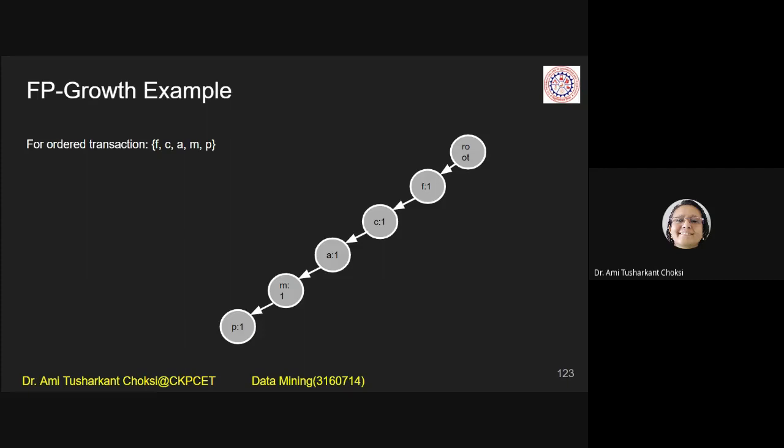Now for this, we'll have to have the root node, right? We want to build the FP tree. So for this, F comes first. What is the count of it? It is 1. Then C, so we give the count as 1. For A, the count is 1. For M also, the count is 1. And for P also, the count is 1.